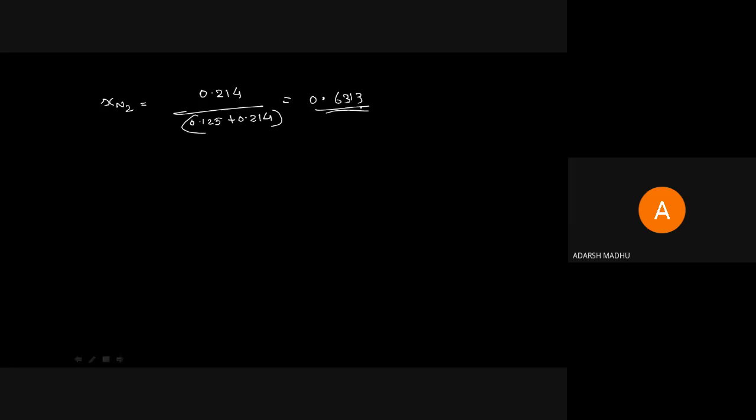0.6313, right? This is the number of moles of nitrogen. That is the first question. We got the value. Then the second question, average molecular weight.